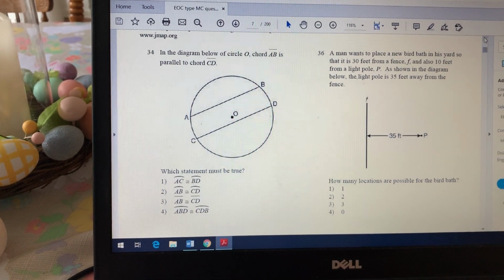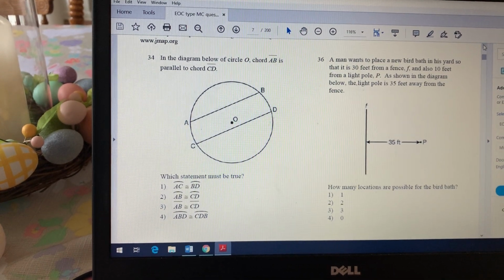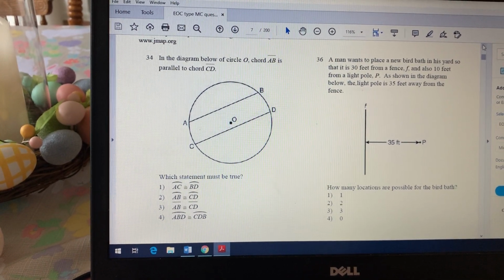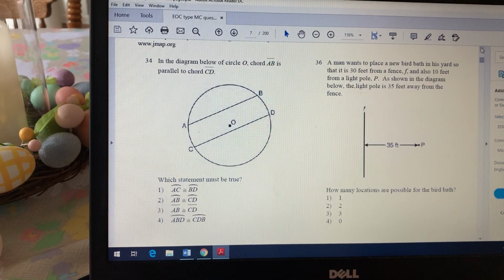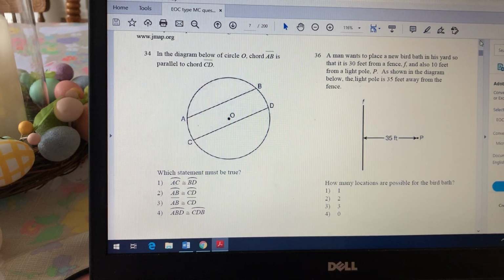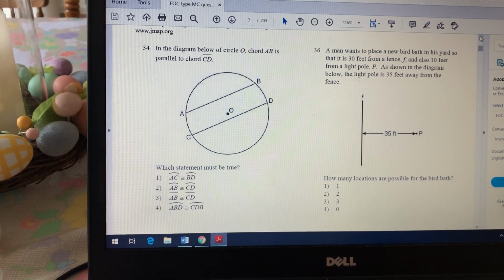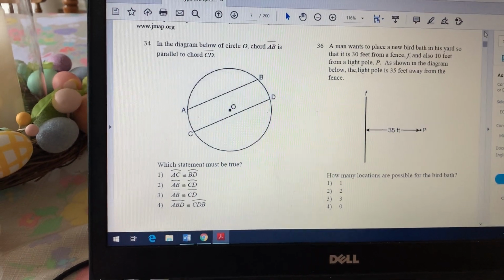If you'd have gotten this on the ESC, you almost would have had to take a guess, but let's try to look at it. I told y'all sometimes the diagram's not necessarily going to be true, but let's see if we can figure it out just by looking at the diagram, and then I'll try to explain to y'all logically why the correct answer is the correct answer.